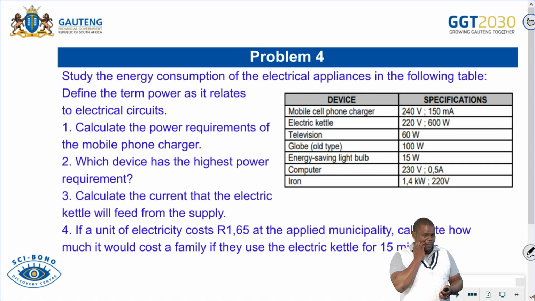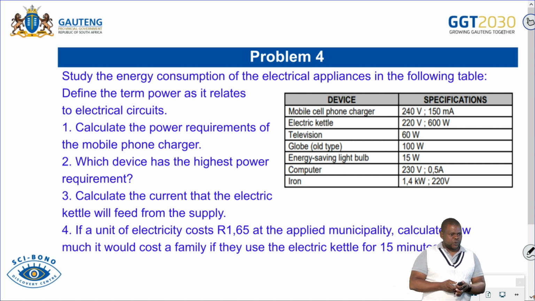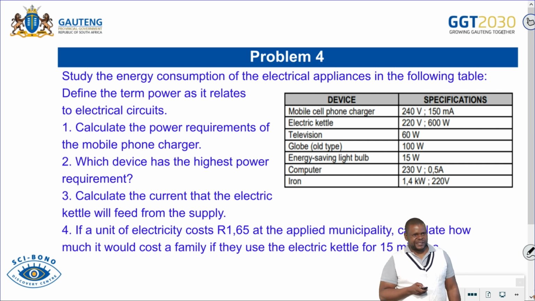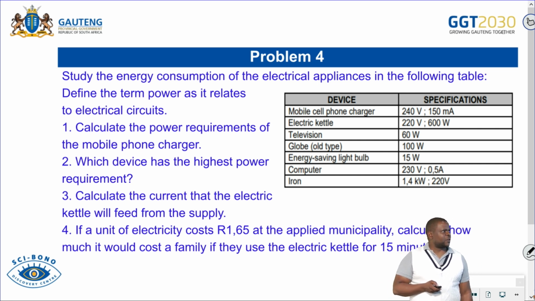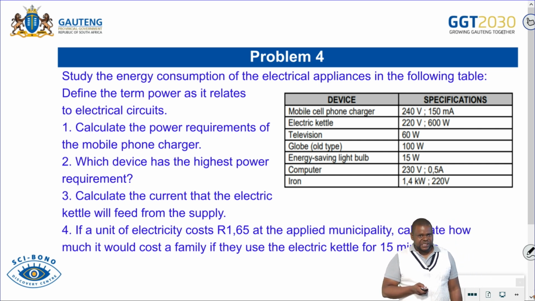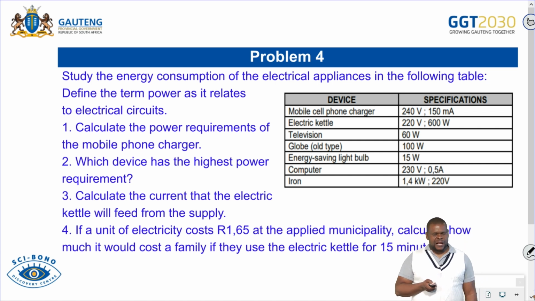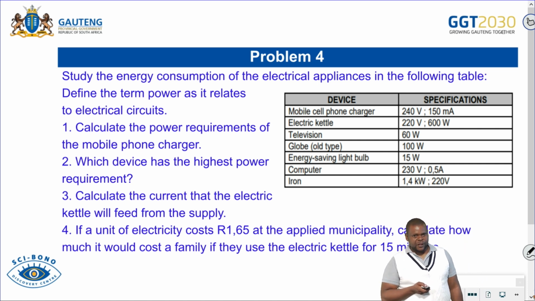Problem number four. We say now, study the energy consumption of the electrical appliances in the following table. Define the term power as it relates to electrical circuits. Let's look at our table. We are given the cell phone charger, with a voltage of 240, and the ammeter will read 150 milliampere.